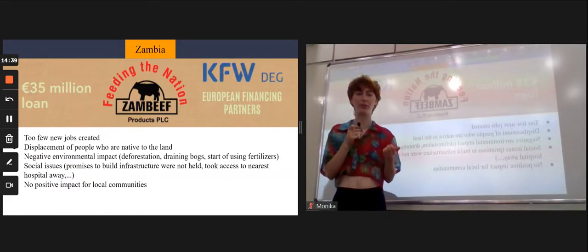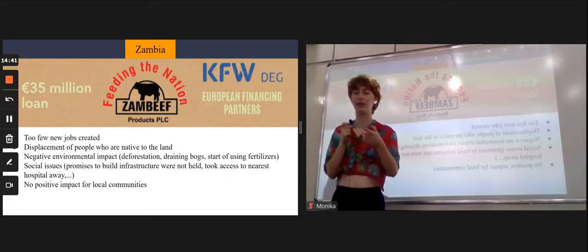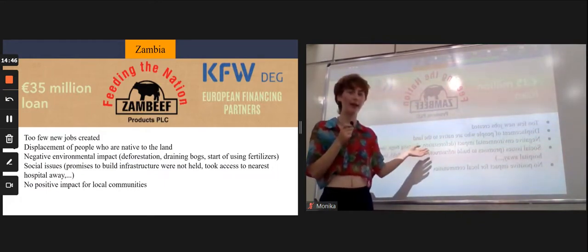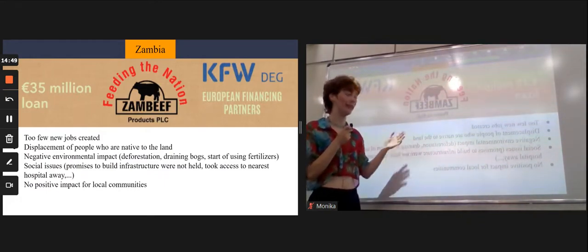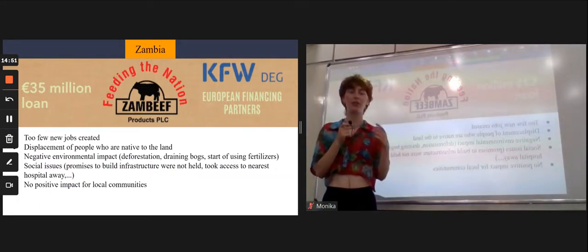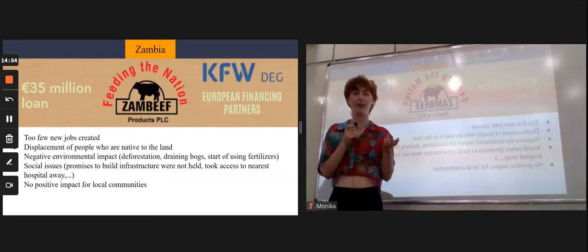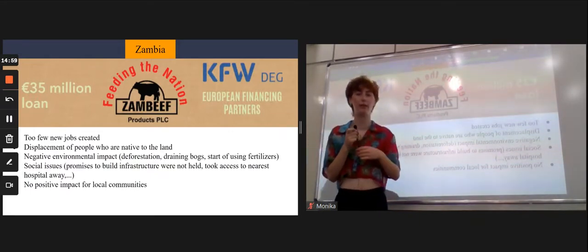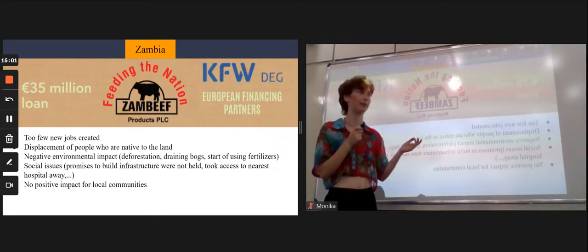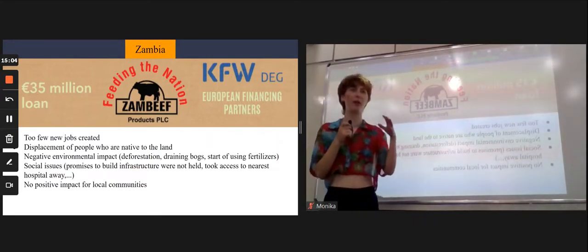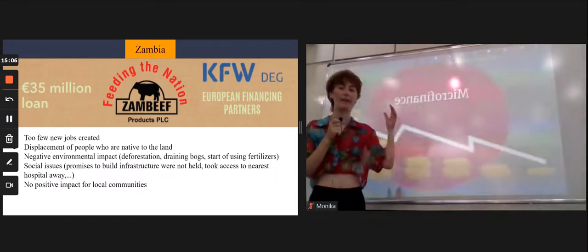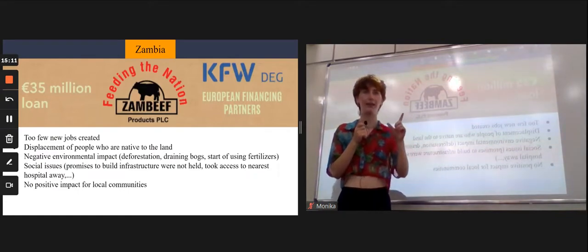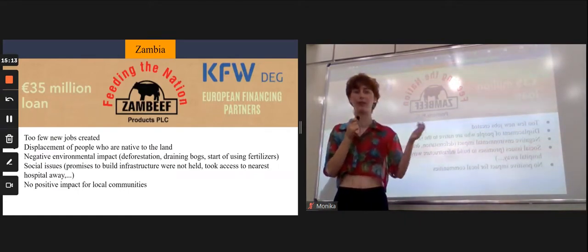There were not many jobs created. There was displacement. There was an environmental impact. They also needed to start to use fertilizers, which never happened before in this area because it was a new and less native way of farming. This case study is also covered in a video which is in the slideshow. It's the long documentary which is shared on the glopo.info.